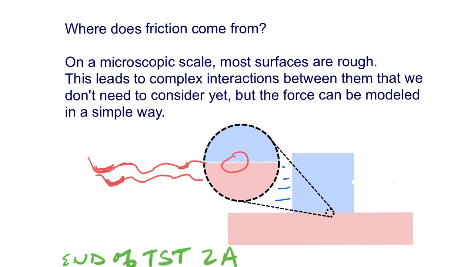One bump can be resting on top of a peak, and as you slide these surfaces, the little peaks and valleys get stuck into each other, and it takes work to push them out of it. So on a microscopic level, that's what's happening. That's what causes two surfaces to stick, because the uneven surfaces kind of interlock to some extent.